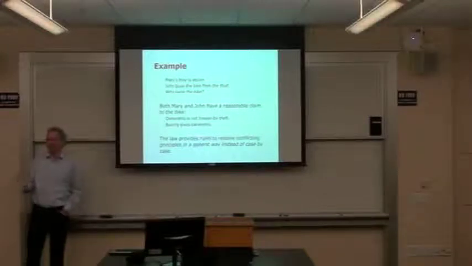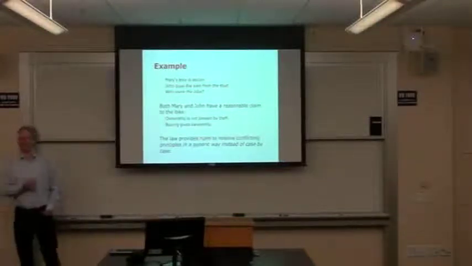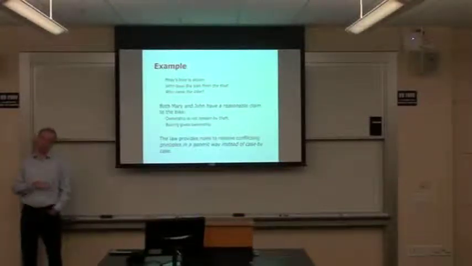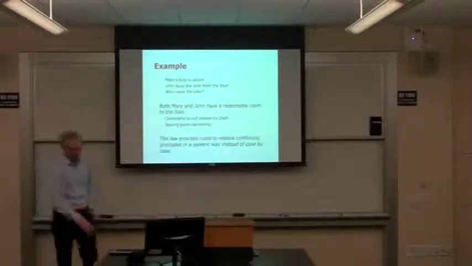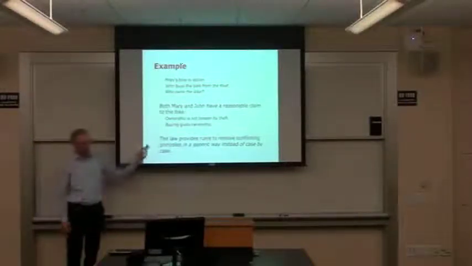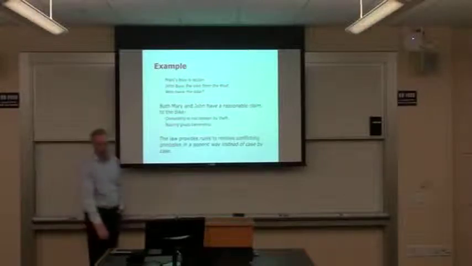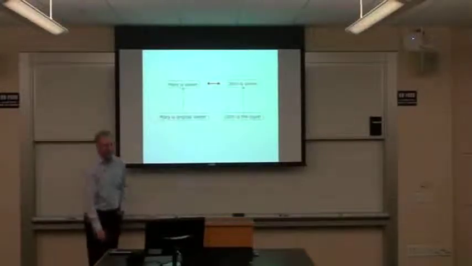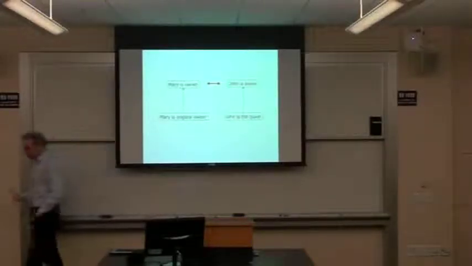But if you buy a stolen bike on the streets for a ridiculous price, let's say $25, then unfortunately you are not the owner. Things like that. So the law provides rules to resolve conflicting principles in a generic way instead of case by case. And here you see the initial situation.